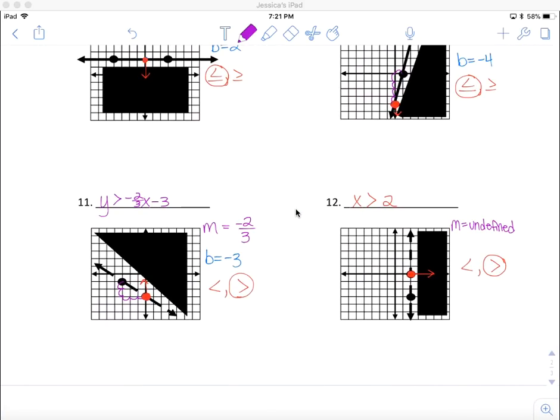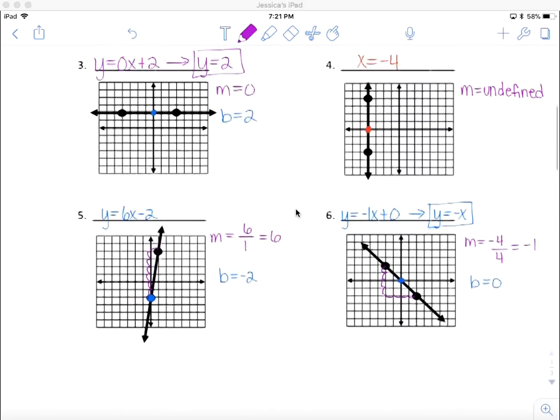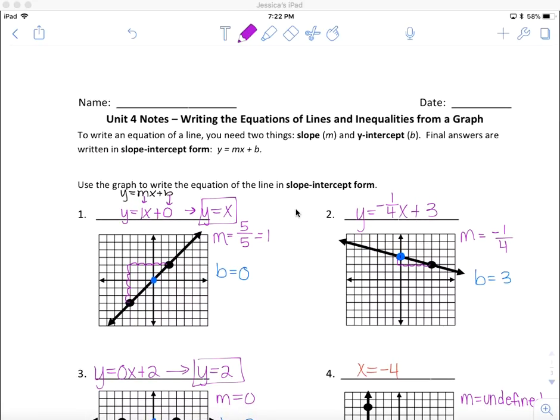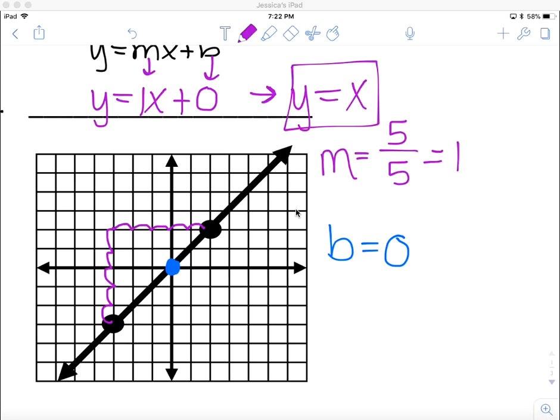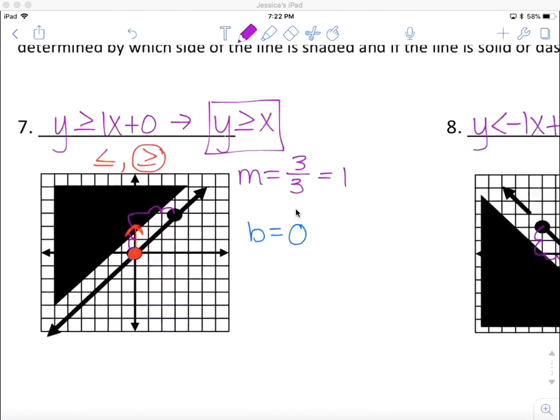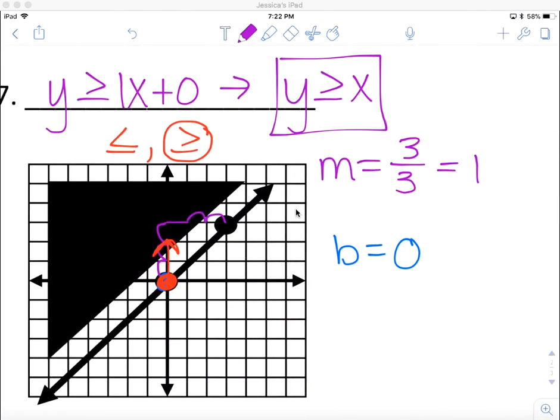If you're having trouble with the meaning of slope or how to graph a line or graph an inequality, I recommend re-watching my videos on slope and on graphing lines and inequalities. That might help you a little bit. But just remember that to write an equation of a line, all you need is your slope and your y-intercept. You plug in your m, you plug in your b. To write an inequality, you need your slope, your y-intercept, and then you need to choose your inequality. Remember, solid lines are underlined, dotted lines are not.